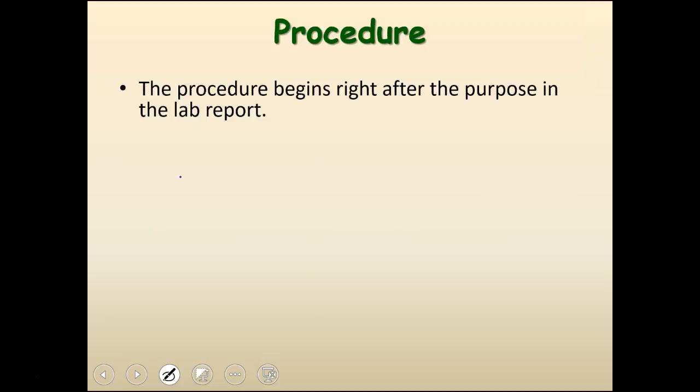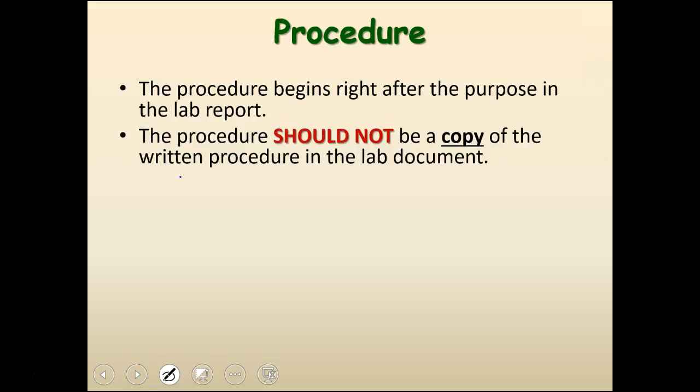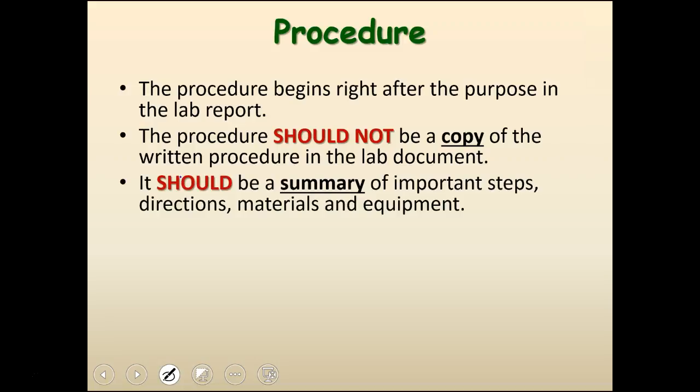Procedure. The procedure begins right after the purpose. It should not be a copy of what I wrote. If it is, you're going to get a 0. It should be a summary of the important steps, directions, materials, and equipment. And when I say materials and equipment, I do not want a list of materials and equipment. I want to see that you understand how they were used. It should be a summary.